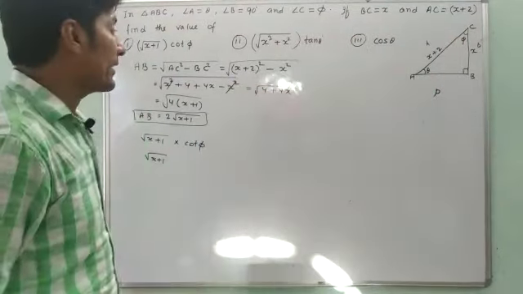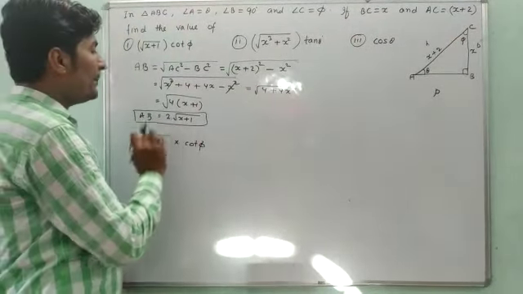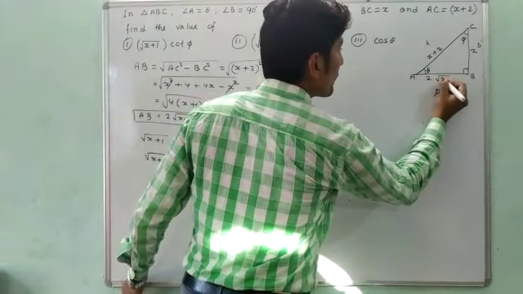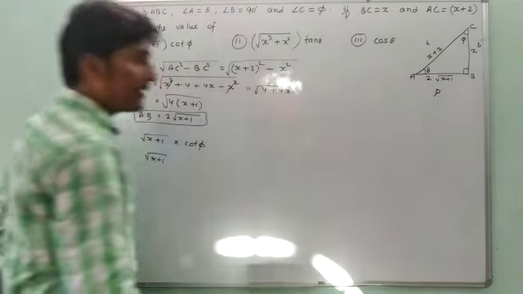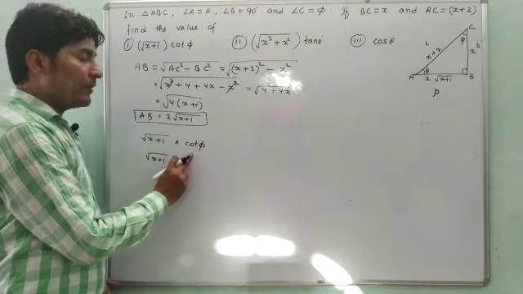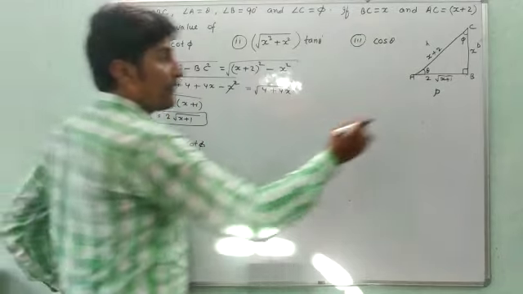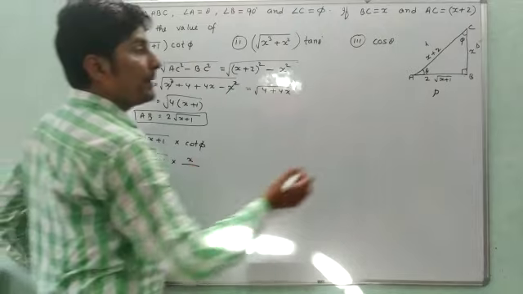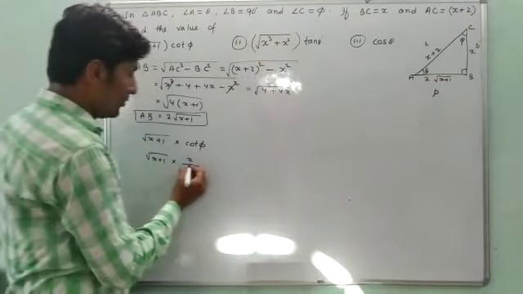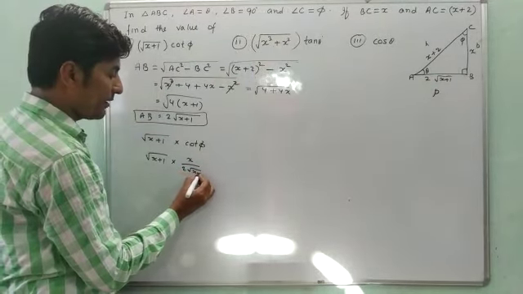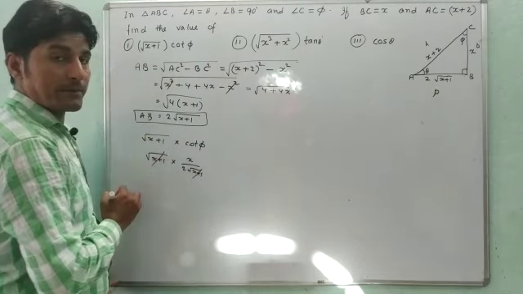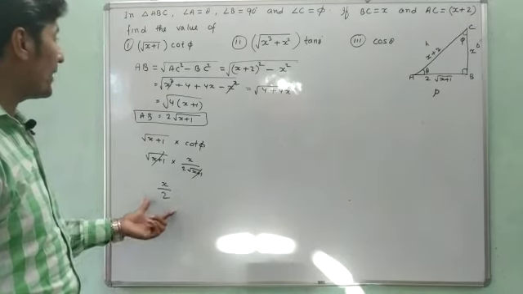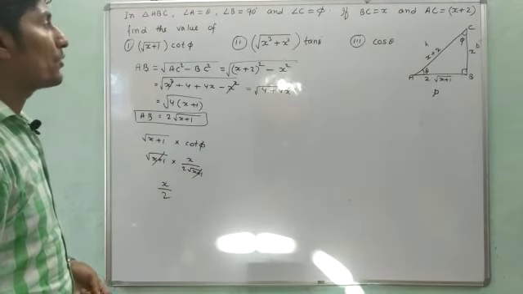I have already explained this type of thing. The value of AB we have already got, 2 under root x plus 1, so we can put here 2 under root x plus 1. Now, as we know, cot theta equals b upon p. The value of b is x, so we can put here x, and the value of p we have got is 2 under root x plus 1. So under root x plus 1 will cancel, and finally we are having x upon 2. So this is the value of under root x plus 1 into cot phi.